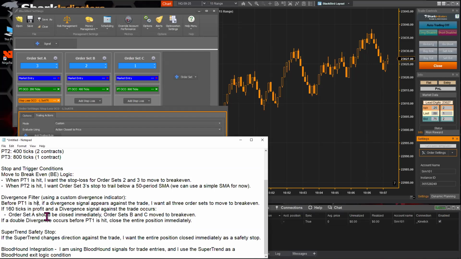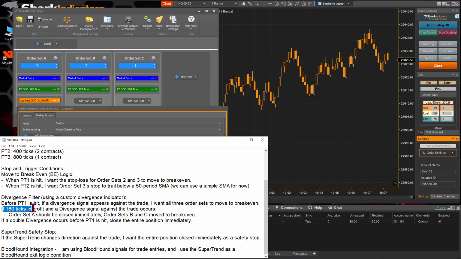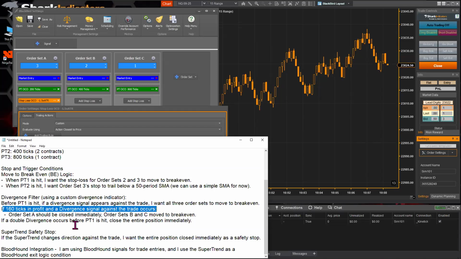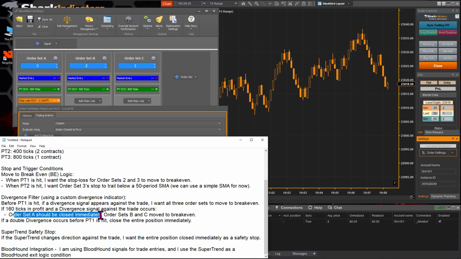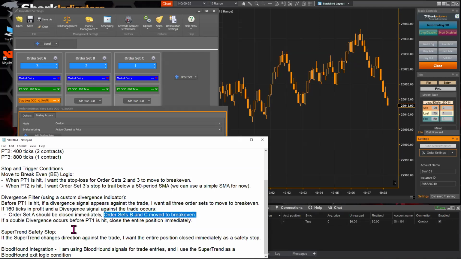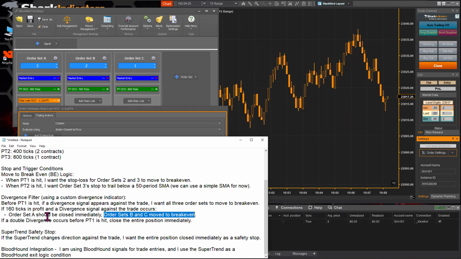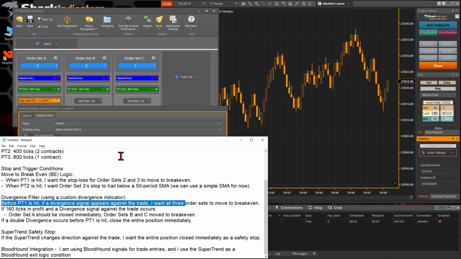All right, so we now have another rule here. If we actually have 160 ticks in profit and a divergence signal occurs, then we're going to close order set A. We're going to close that out, and then the other two will move to break even. The other two moving to break even will actually be implemented with this rule here.